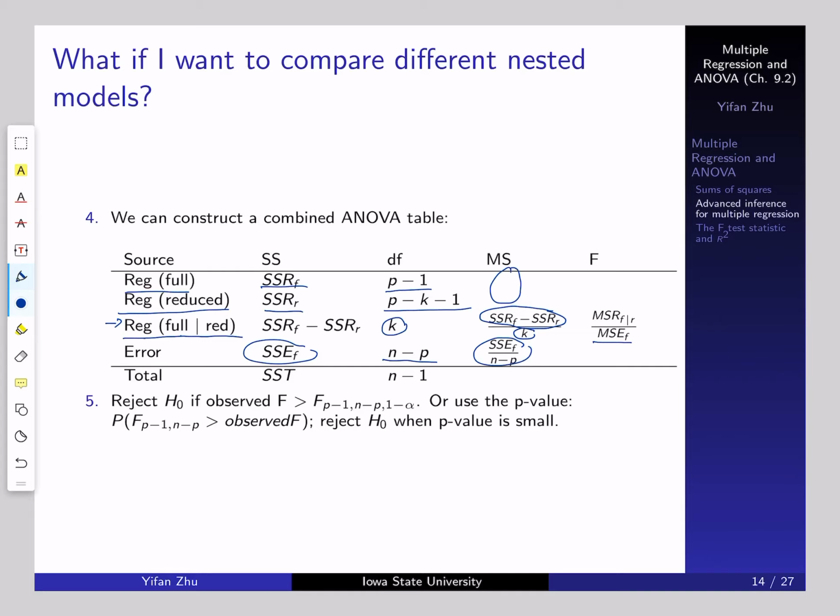As we have explained before, we will reject H0 in favor of H alternative when the F statistic is large. In that case, we are in favor of the full model. The critical value we choose is F_{k, n-p, 1-alpha}. And the p-value is the probability that this test statistic is greater than the observed F statistic.